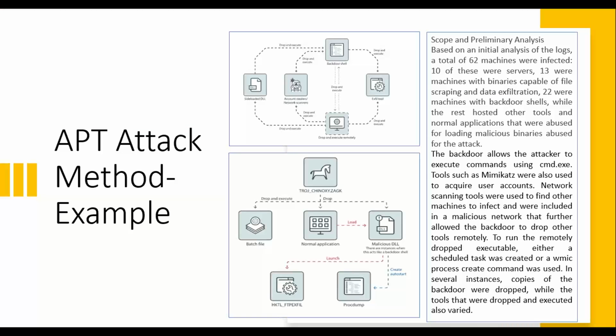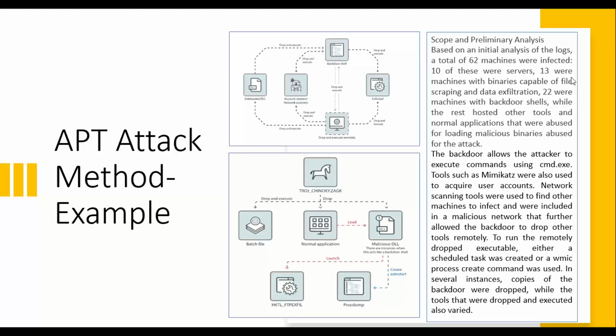So APT attack method, this is just one example. Sorry if it is not so clearly visible, but I think the second figure, the picture, is visible clearly. This is an example where, based on the initial analysis of the logs, as a security expert, once the attack has been executed, I will do an initial analysis of the security logs, and then I find out that a total of 62 machines were infected.